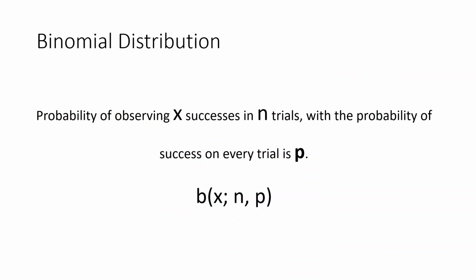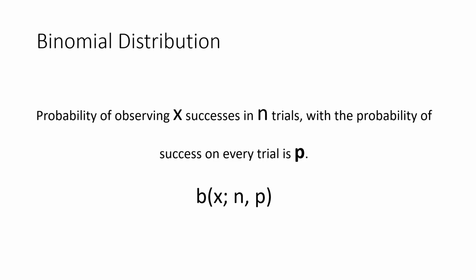Now the underlying definition of the binomial distribution. Basically, we want to measure the probability of getting x successes in n trials, where x is less than or equal to n, where the probability of success in every trial is denoted by p. In shorthand notation, the binomial distribution is denoted with binomial of x successes in n trials, and the probability of success p is fixed for n number of trials.